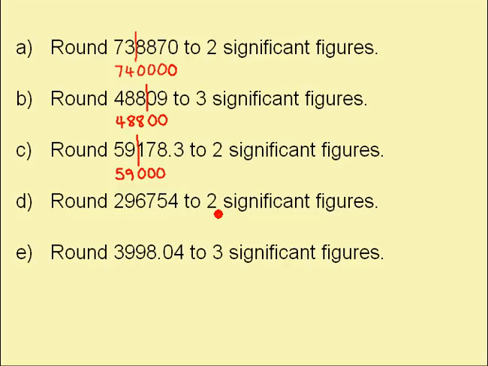For this one, I want 2 figures, so I draw the line here. This 6 is going to make this round up, so I'm going to go from 29 to 30. I fill in with 4 extra zeros. I want 3 figures on this one. The 8 is going to make this round up, so it's going to go to 4, 0, 0, and I fill in with zeros, but only as far as the point, so I just need 1 extra zero.